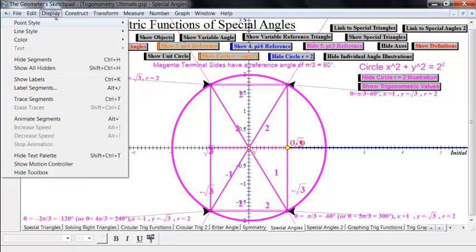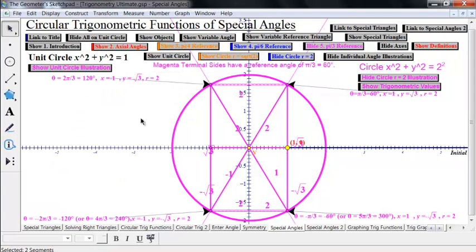Just so that you don't get confused, those dotted lines are not part of our reference triangles. Now, square root of 3 is the length of these vertical pieces, and 1 is the length of the horizontal pieces, and 2 is the length of the hypotenuse of each one of these, or the radius of that circle. And so you can see there.